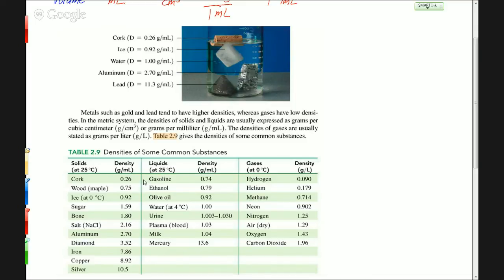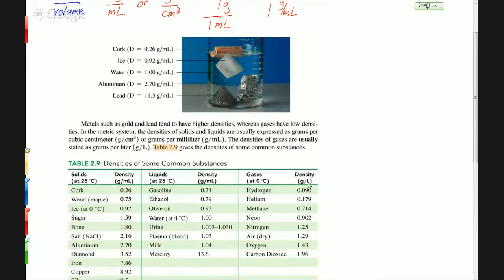So you can see some various densities of some things. Water at 4 degrees C is 1.00. And stuff made mostly of water, like urine, plasma, and milk, is right around 1. And then a super heavy liquid like mercury is very dense. And then you can see the gases, which is not a great comparison because gases are reported in density in a different unit. Gases are so much less dense than liquids that these numbers would all be in the thousands. So we make it grams per liter instead of grams per milliliter. We essentially divide all the densities by 1,000.